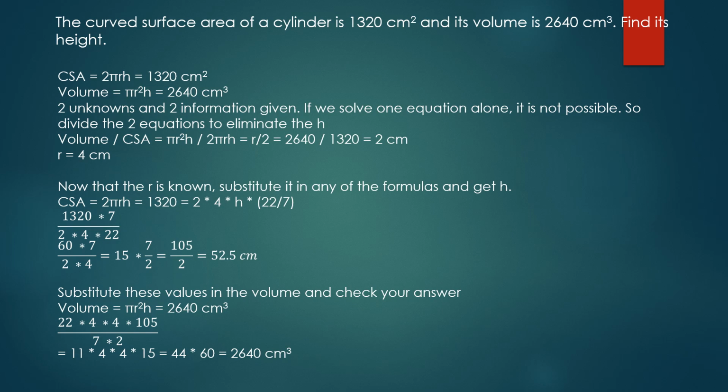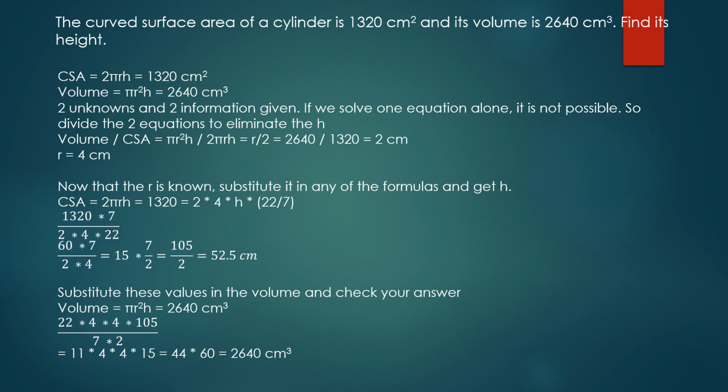You divide one equation by the other. The R and H will get cancelled out when you divide volume by CSA. Then you have only R in the numerator and 2 in the denominator, and you have a numerical value on the right side. Now you can calculate R, substitute in one of the formulas, find H. Again, when you are trying to find H, now look at this. When you use CSA 2 pi RH, keep H to one side, take all the numbers to the other side. Don't start multiplying everything. Cut it out, reduce.